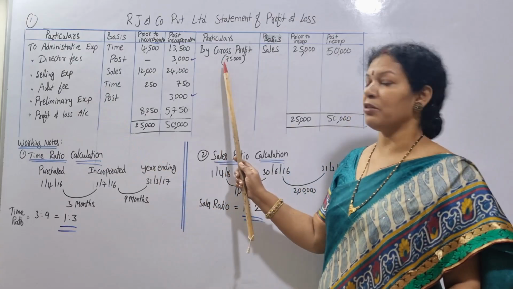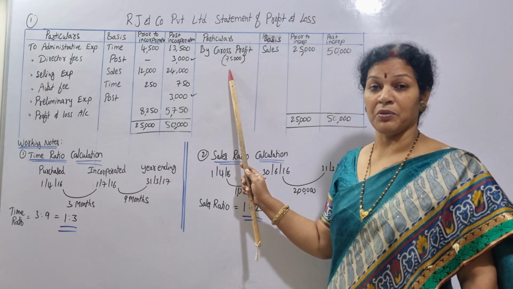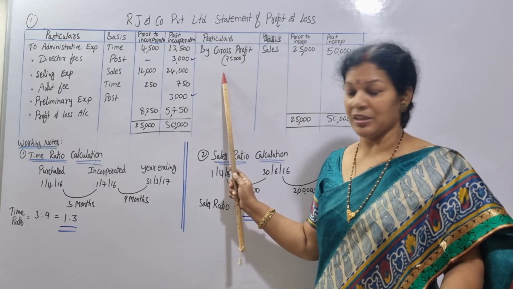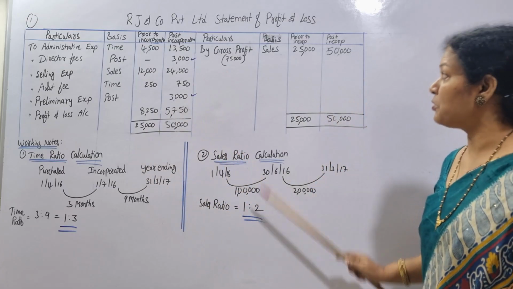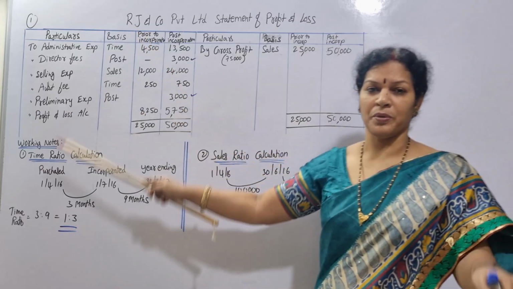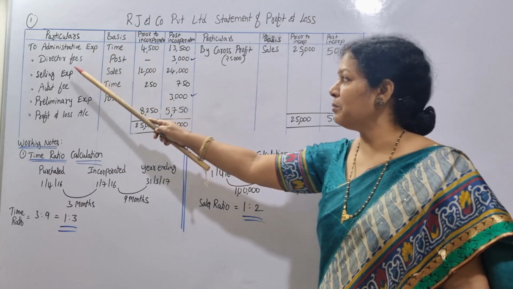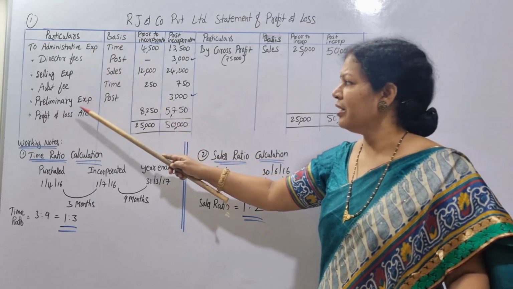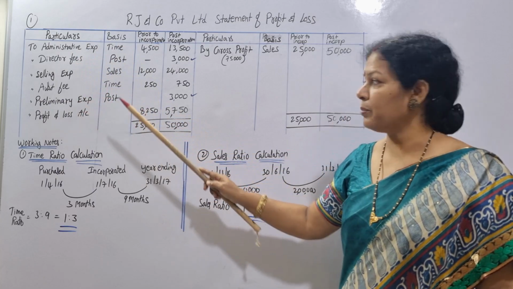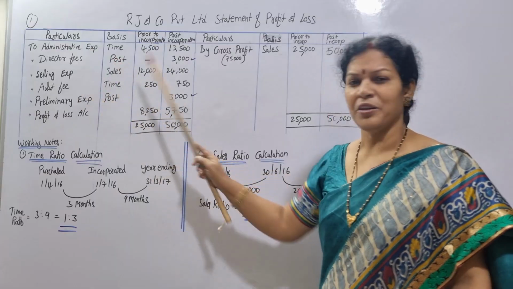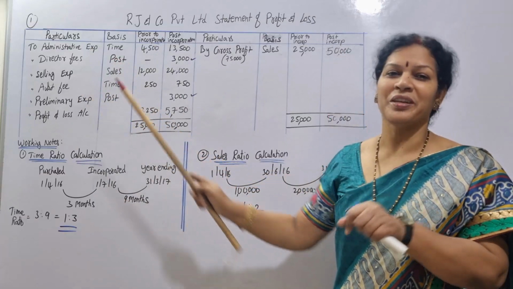First you will be starting with gross profit. Gross profit is 75,000. So taken in the ratio of always sales. Sales ratio 1:2 we have distributed. In the same way, all the expenses, you know that administrative means always time, director fee, post directly, and in the same way preliminary expenses directly post it, and selling expenses related to sales only, and audit fee time to time you'll pay, so time basis.